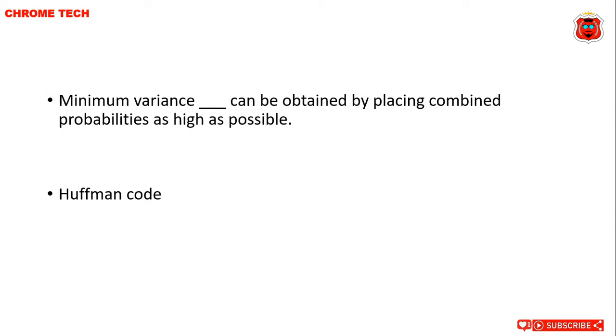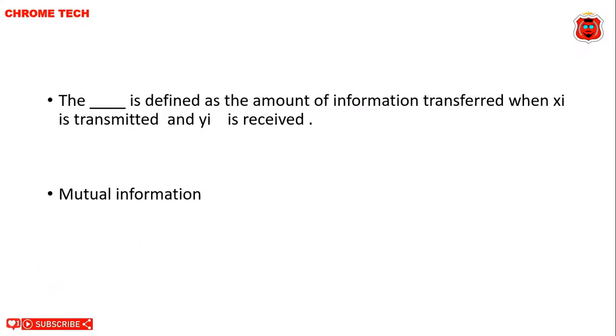Minimum variance dash can be obtained by placing combined probabilities as high as possible. Huffman code. Huffman code is the correct answer. The dash is defined as the amount of information transferred when xi is transmitted and yi is received. Mutual information. Mutual information is defined as the amount of information transferred when xi is transmitted and yi is received. Mutual information is the correct answer.